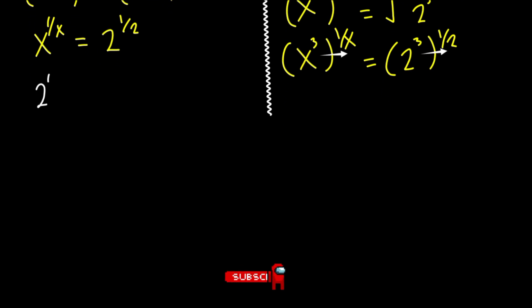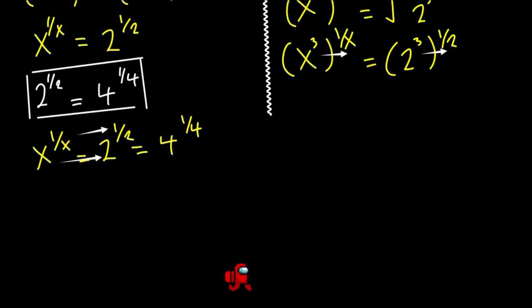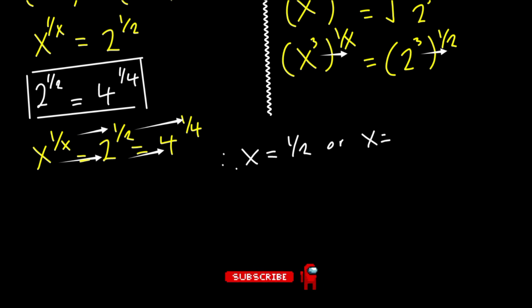It is worth noting that 2 to the power of 1 over 2 is the exact same thing as 4 to the power of 1 over 4, right? So we can go ahead and make use of this idea. Therefore, we have x to the power of 1 over x equals 2 to the power of 1 over 2, which equals 4 to the power of 1 over 4. And finally, when we compare the power and the base, we will therefore deduce that x equals 1 over 2 or x equals 1 over 4. And that's our final answer.